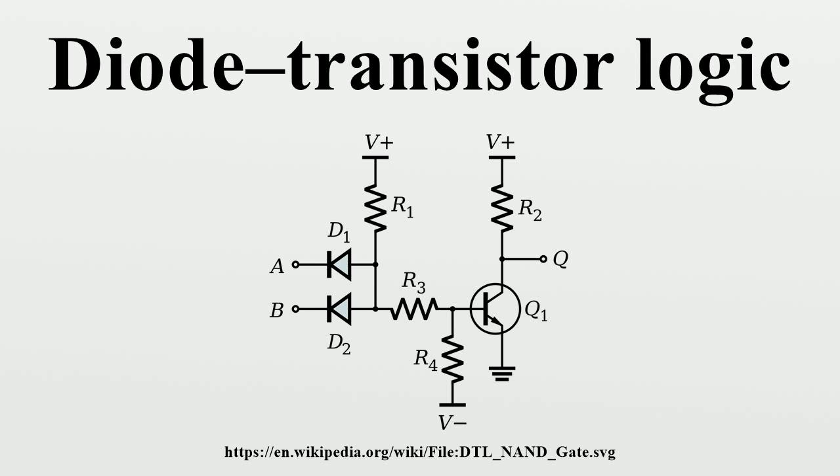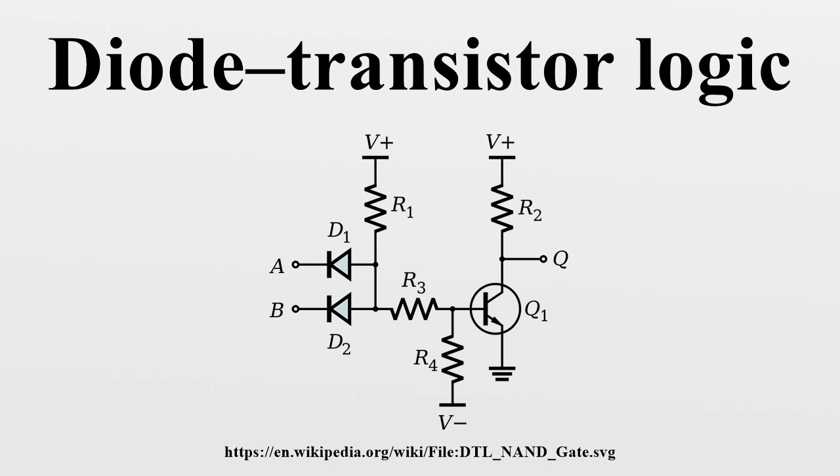Implementations. The DTL circuit shown in the picture consists of three stages: an input diode logic stage, an intermediate level shifting stage, and an output common emitter amplifier stage. If both inputs A and B are high, then the diodes D1 and D2 are reverse biased. Resistors R1 and R3 will then supply enough current to turn on Q1 and also supply the current needed by R4. There will be a small positive voltage on the base of Q1. The turned-on transistor's collector current will then pull the output Q low, usually less than 1 volt.